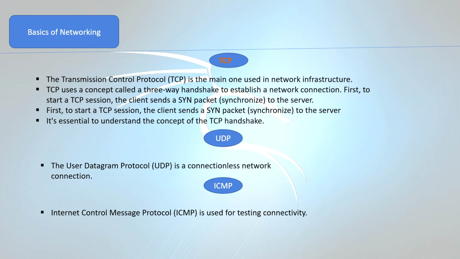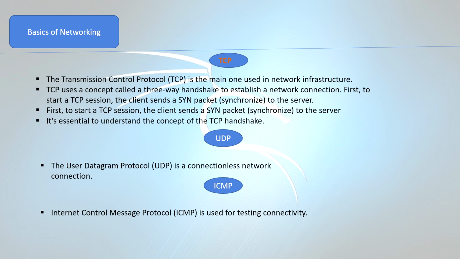First, the basics of networking: TCP. The Transmission Control Protocol, TCP, is mainly used for network communication. TCP uses the three-way handshake to establish a connection. First in the TCP session, the client sends a SYN packet to the server. It is essential to understand the difference between TCP and UDP.